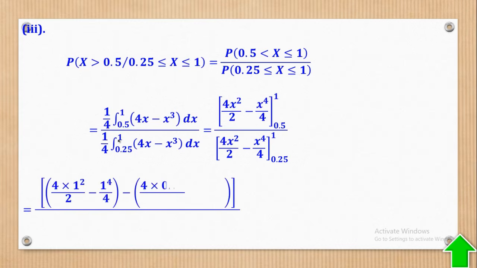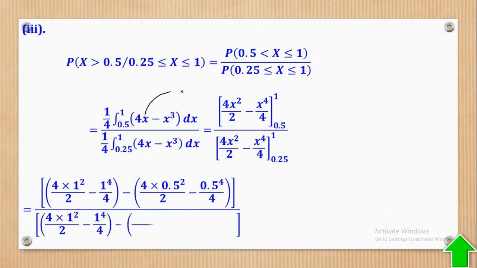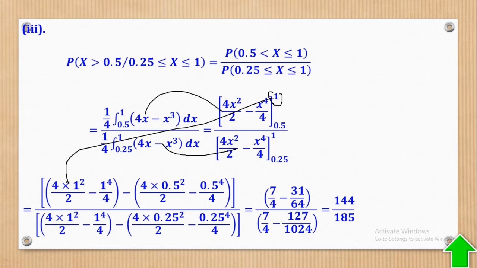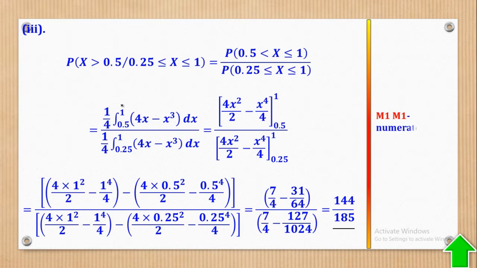So next, after that, we shall integrate. When I integrate, we have already integrated this in Roman 1, so the same integral. What is changing are the limits. So we are going to substitute first 1 to come up with this, then substitute 0.5 to come up with that. That is for the numerator. For the denominator, substitute 1 to come up with that, then substitute 0.25 to come up with that. So when I simplify, I realize that the probability required is 144 over 185. So basically that's what they wanted.